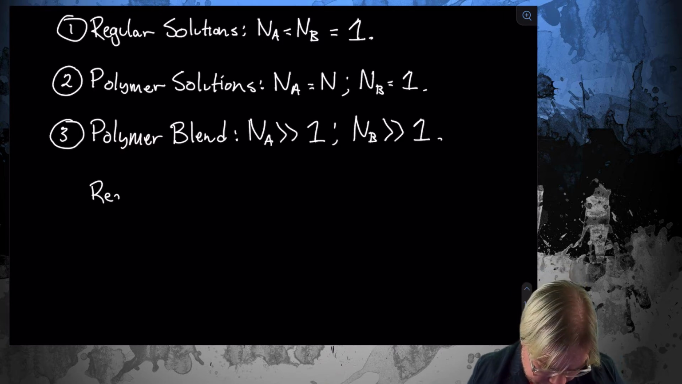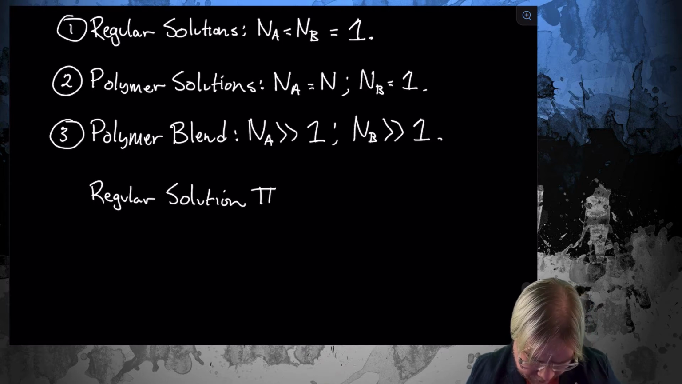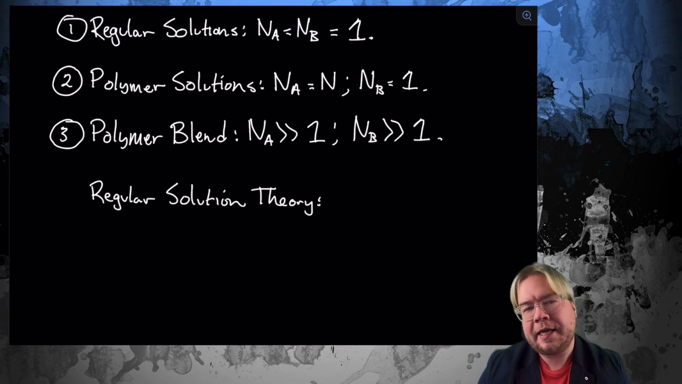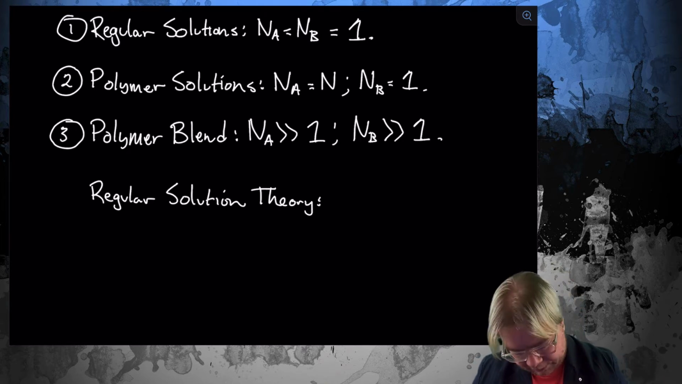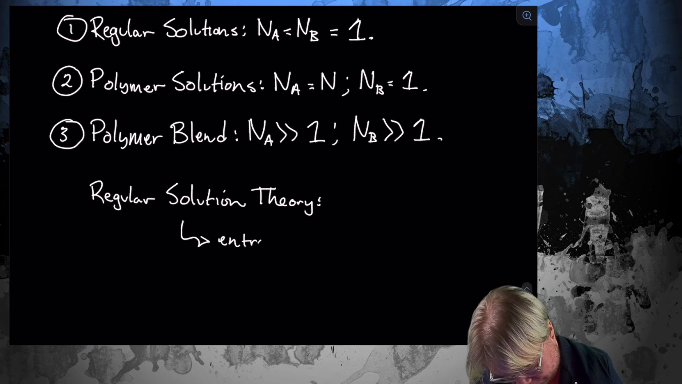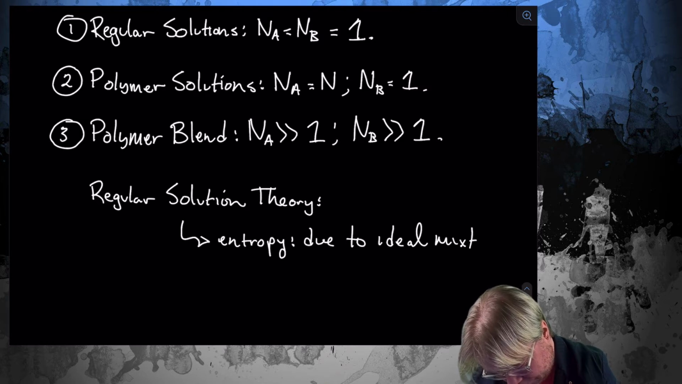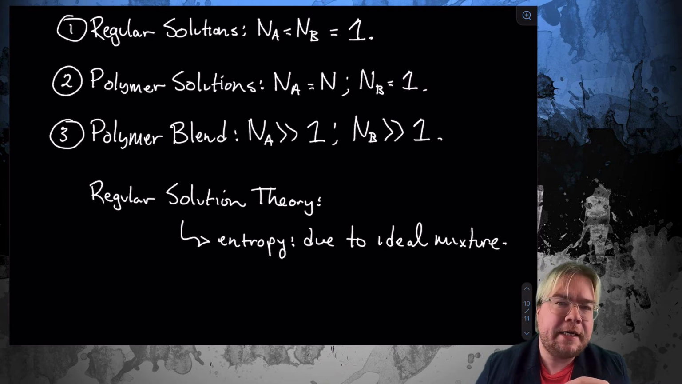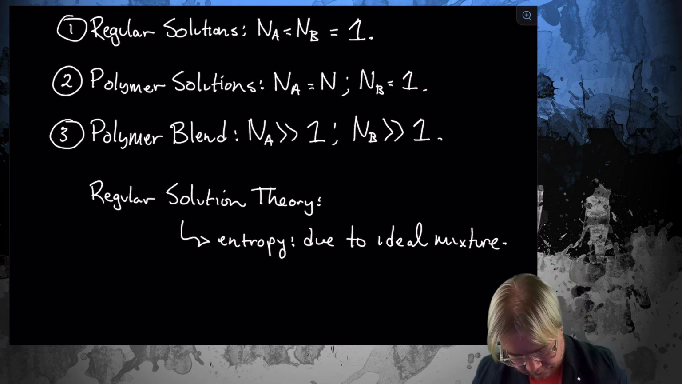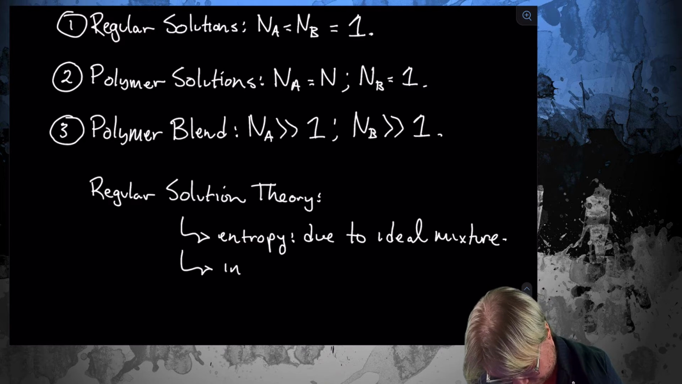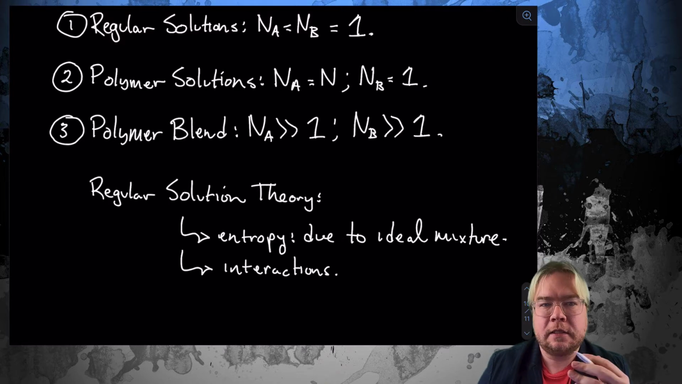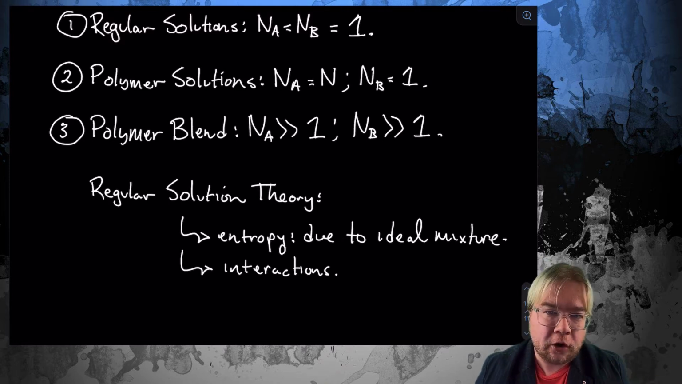And what regular solution theory is, you're going to have the entropic part described by an ideal mixture. So entropy is due to an ideal mixture. So you assume that mixing is ideal, but you also assume that there are interactions. And so there are also interactions. And the interactions are going to be captured by some kind of term.